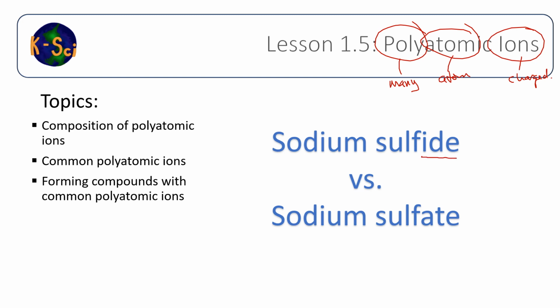You've seen lots and lots of compounds that end in IDE. And IDE means it's a binary compound, and that means two elements. And so anything that doesn't have the IDE ending, this is an AT ending, and there are other variations. This is going to be more than two elements in these type of compounds. So we're going to see how that's possible throughout this lesson.